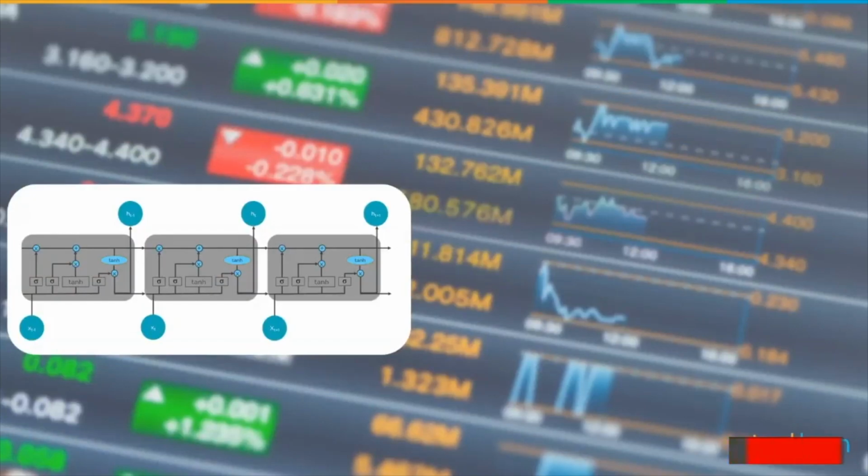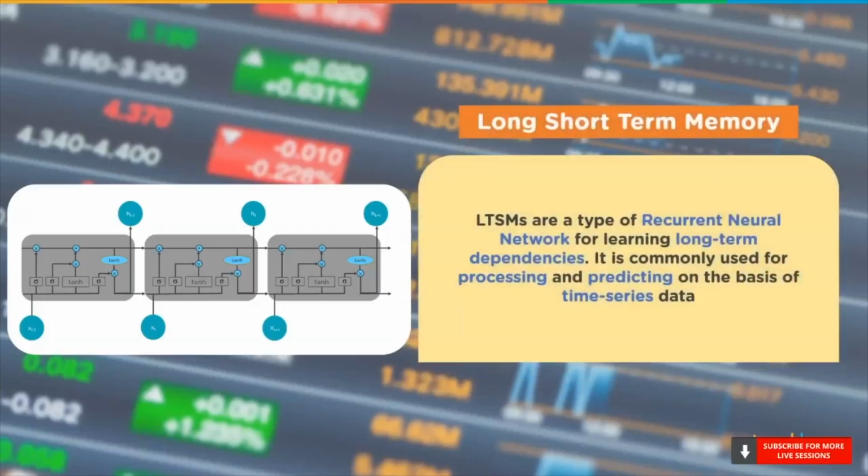Now, we will understand about long short-term memory networks. So LSTMs are a type of recurrent neural networks for learning long-term dependencies. It is commonly used for processing and predicting on the basis of time series data. From the image on the left, you can see LSTMs have a chain-like structure. Instead of having a single neural network layer, there are 4 interacting layers communicating with each other in a very special way.